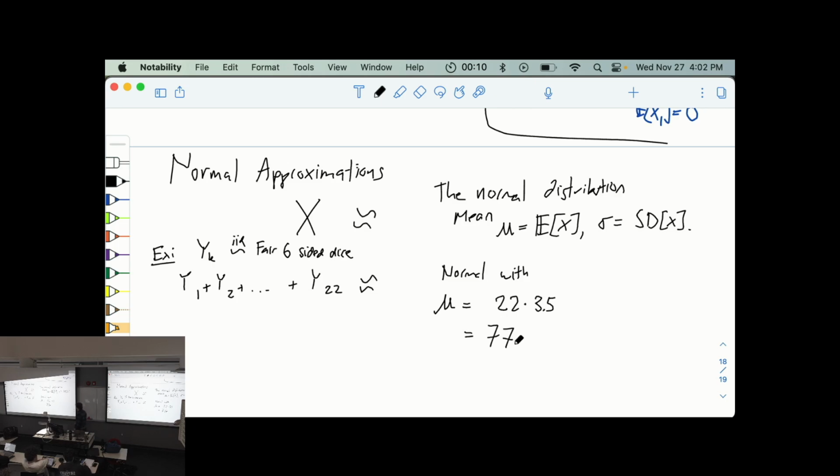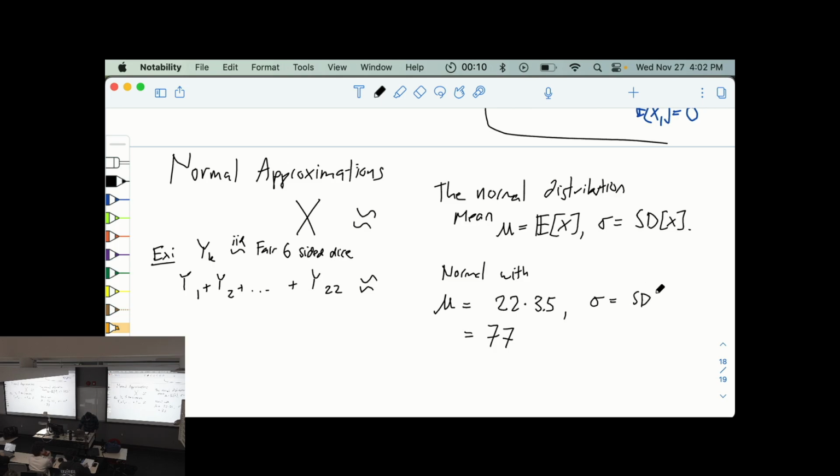That was last class. And the reason it's 22 times 3.5 is every single dice contributes 3.5. The 3.5 is the average of the numbers 1 to 6. It's the average of any individual dice roll. When you add up 22 of them, you get 22 times 3.5, or 77. That was the mean. And now you know the technical formula. You will be able to find the standard deviation.